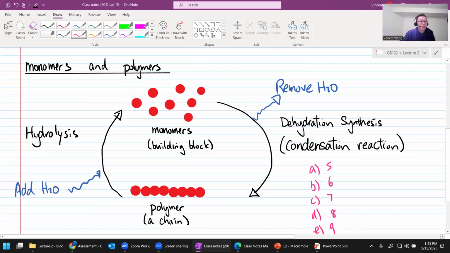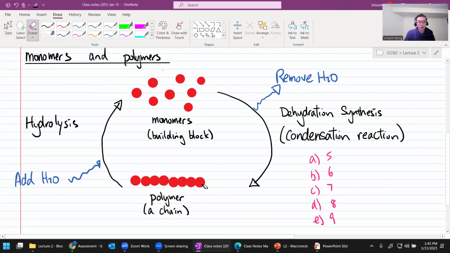Let me launch the poll again. Can you repeat the question? Yep, the question is, if I want to connect all these building blocks, all these monomers together, how many water molecules do we need to remove in order to join them together?